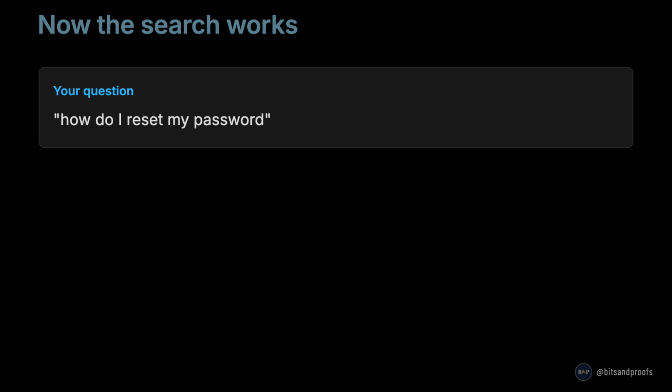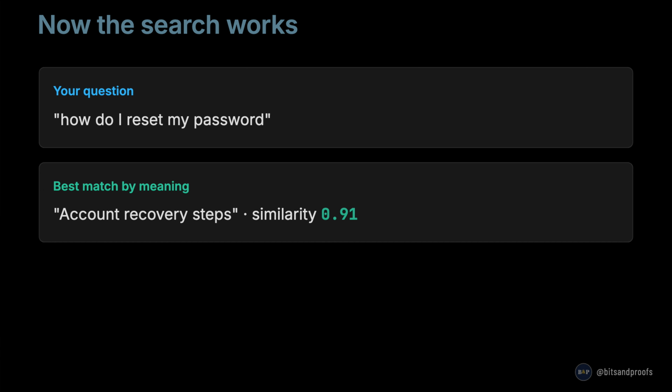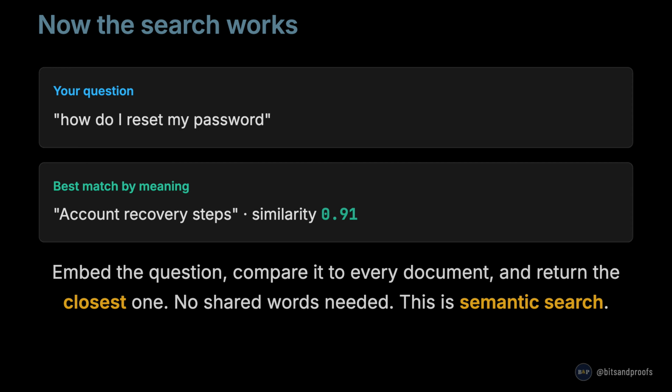Let us put it together and watch the search succeed. Your question, how do I reset my password? The best match by meaning, account recovery steps with a similarity score of 0.91. Here is the whole method. Embed the question, compare it to every document, and return the closest one. No shared words needed. This is called semantic search.